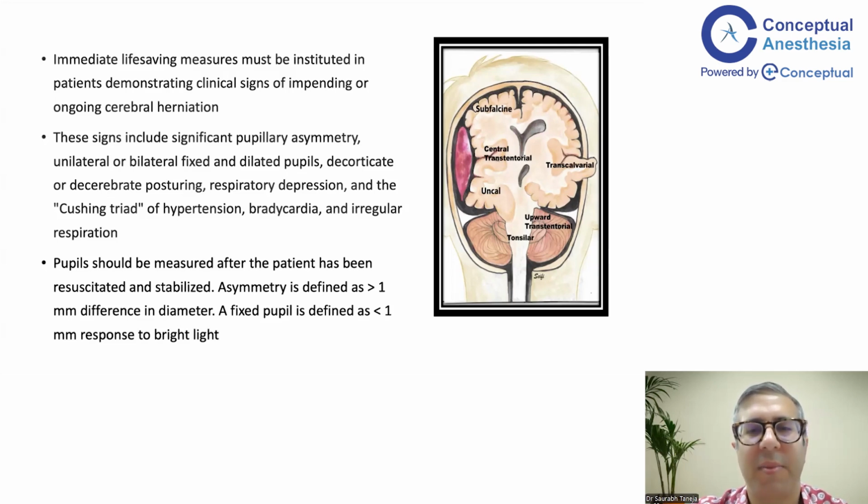So the signs are pupillary asymmetry, unilateral or bilateral fixed and dilated pupils, decorticate or decerebrate posturing, respiratory depression, and the Cushing's triad. So remember, for an MCQ, Cushing's triad is hypertension, bradycardia, and irregular respiration. So when the patient has any of these signs, that means the patient is undergoing brain herniation, and immediate life-saving measures must be instituted, or otherwise the patient may collapse immediately.